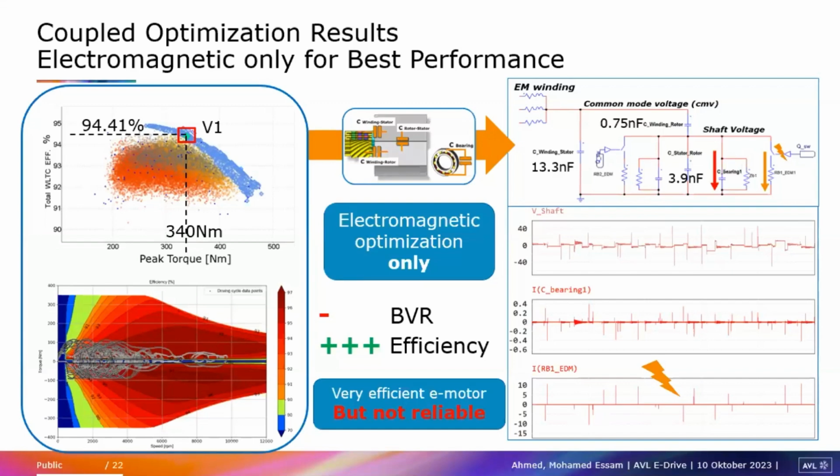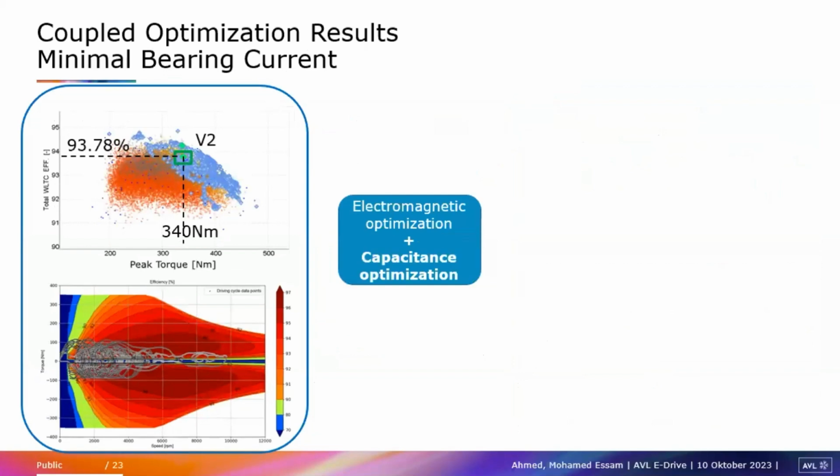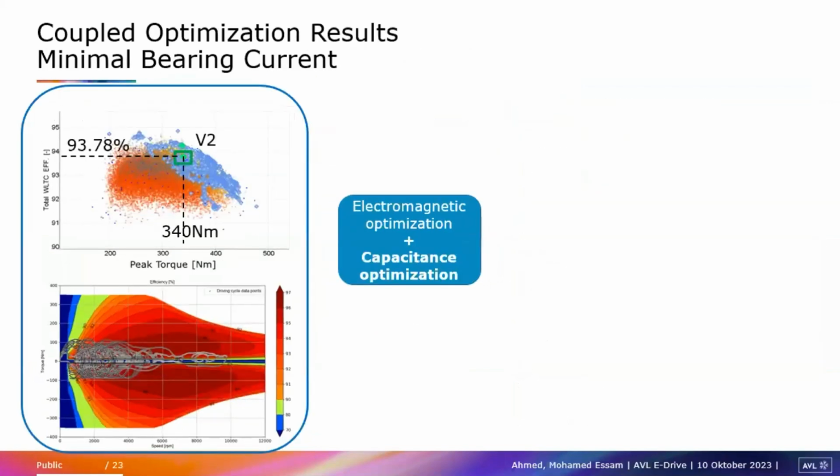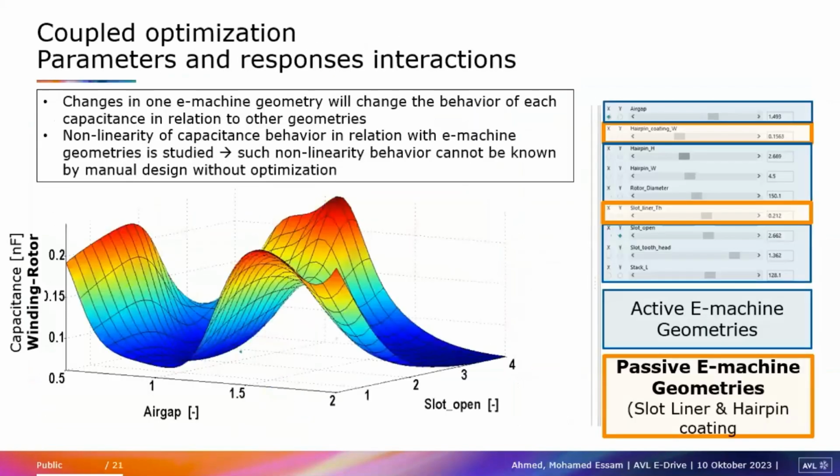Hello, thank you for your presentation. Maybe I don't understand properly, but I have a question just to understand the point. The capacitance depends on the insulation layer, isn't it? So why do you do such a complicated optimization? No, it was not only the insulation. You can see here that it has a huge dependency on some active geometries, like the air gap, for example. The bigger the air gap you have, the smaller the capacitance to the winding and rotor.